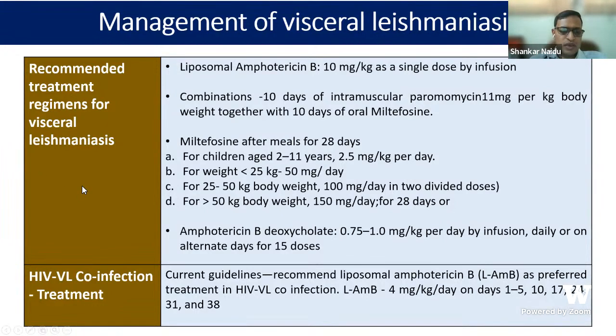So as far as HIV and visceral leishmaniasis co-infection is concerned, the current guidelines say we should use a higher dose of liposomal amphotericin B, given at a dose of 4 milligrams per kg per day. A total of 10 doses are to be given. The first 5 doses are daily, that is day 1 to day 5. Then weekly on day 10, day 17, day 24, day 31, and day 38. So this would give a total cumulative dose of 40 milligrams per kg of liposomal amphotericin. This is against the recommended dose of 10 milligrams per kg in non-HIV infected individuals.